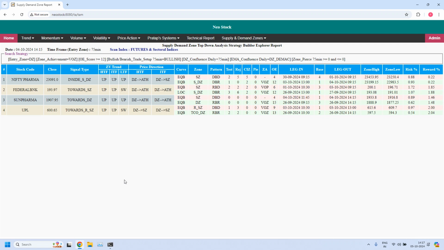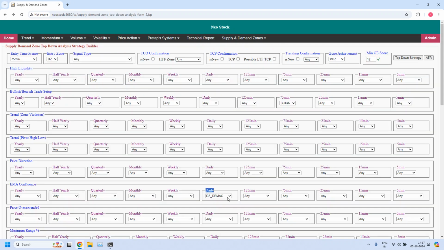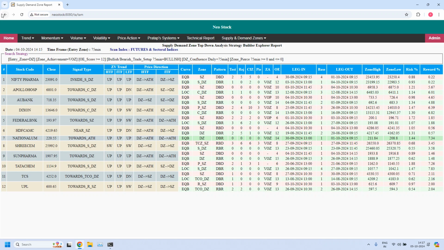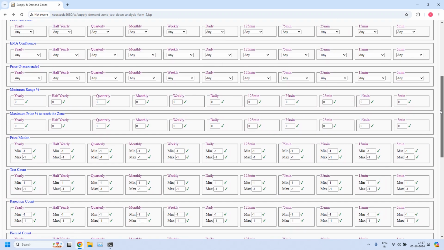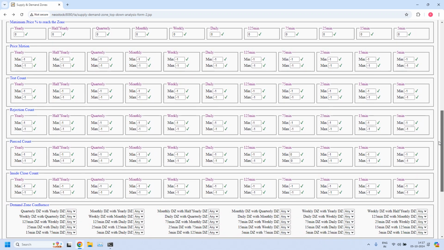Okay, now let's verify the next setup, LTF, ITF, HTF Confluence. I am removing the EMA filter. Earlier, how many did we get? Only ITF and LTF Confluence, we got 12, right? Now we will add one more filter, HTF Confluence also. Actually, 2 more filters you need to add. Total 3 filters. One is already enabled.